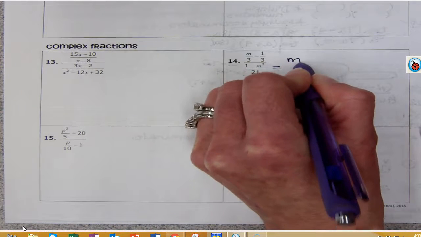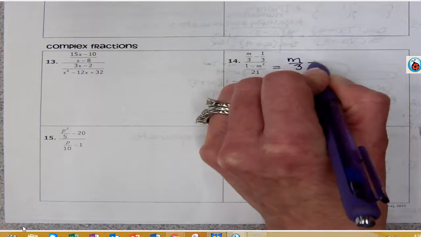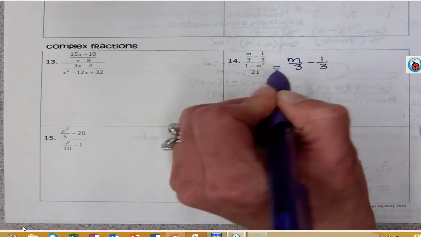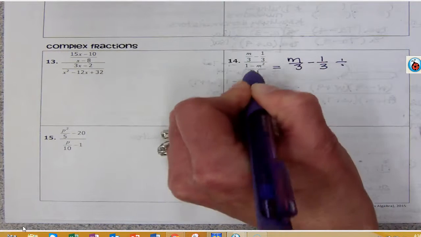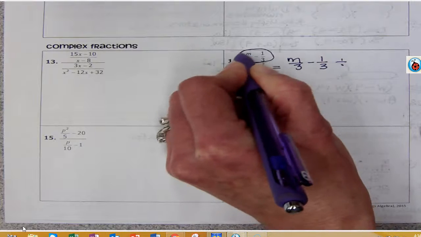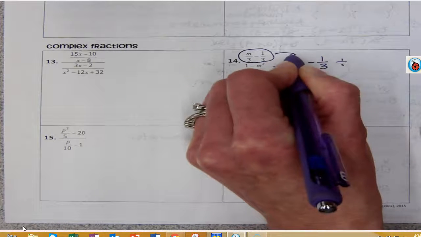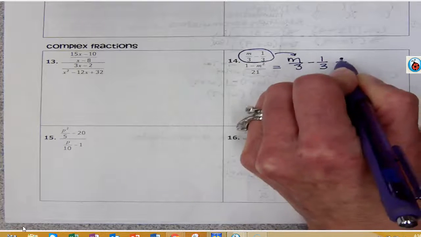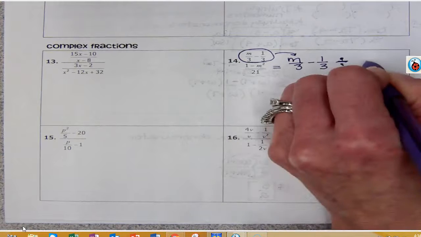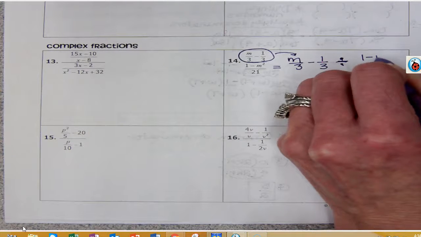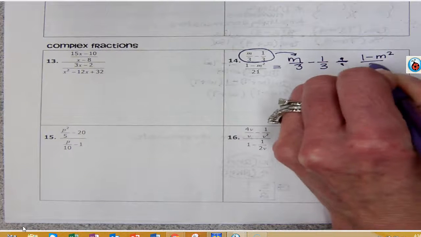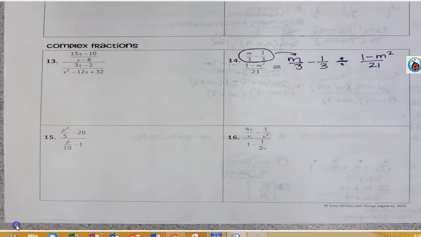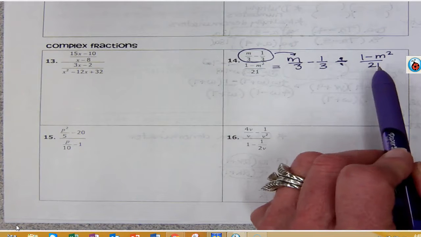So you'd have m over 3 minus 1 over 3, divided by, which this is your numerator, which goes right here, divided by 1 minus m squared over 21. So now you've rewritten the problem.